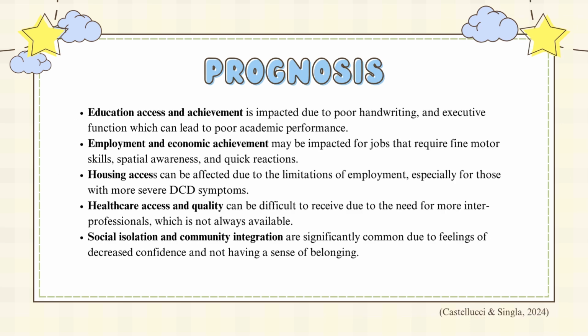Moving on to the prognosis of DCD, it does make an impact in adulthood. One is education access and achievement, which can be impacted due to poor handwriting and executive function difficulties, and this can lead to lower academic performance, and that can carry over into other areas of life. Also, employment and economic achievement.